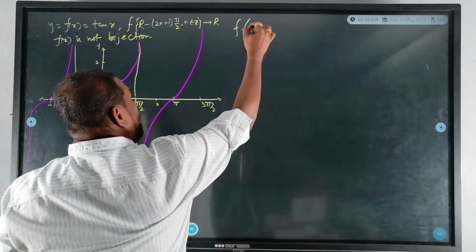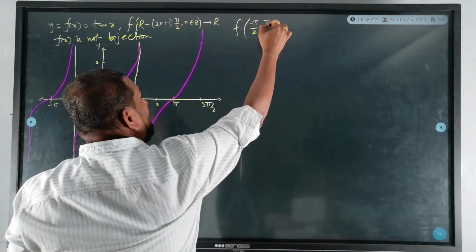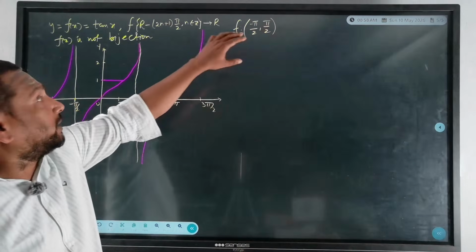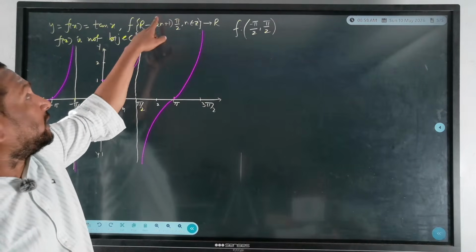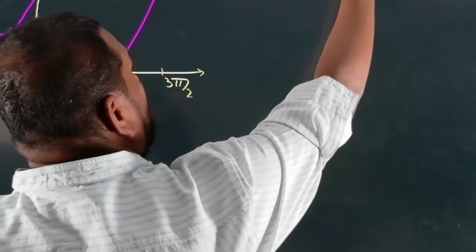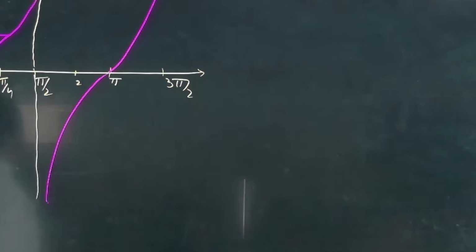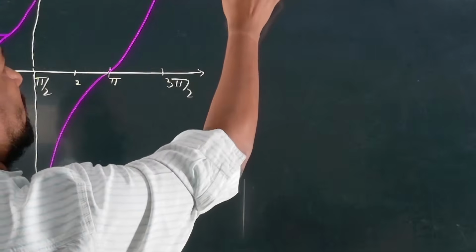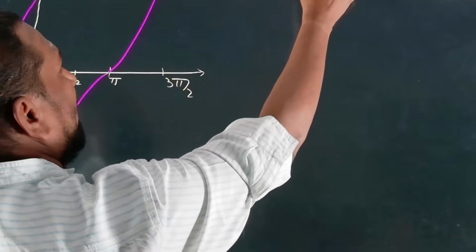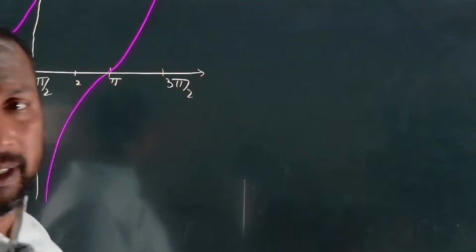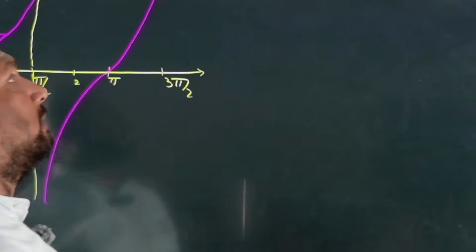Now, f maps from the open interval minus pi by 2 to pi by 2, which does not include these two, because at odd multiples of 90 degrees tan is not defined. Right? So, this is from minus infinity to plus infinity. So, in this particular interval, f(x) is equal to tan x is a bijection.